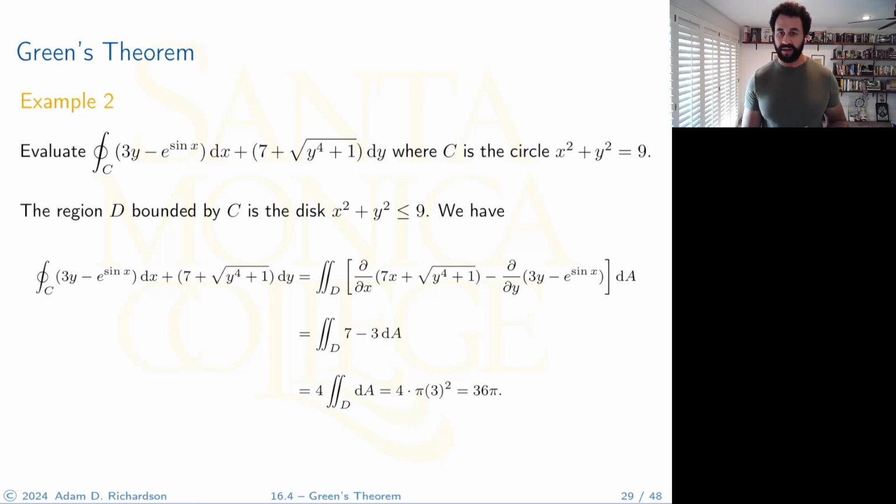times the area. I'm sorry, the region is just a circle. So the area of the circle is pi r squared. So we get 4 times pi r squared, 36 pi. Boom. Super nice. Super nice.